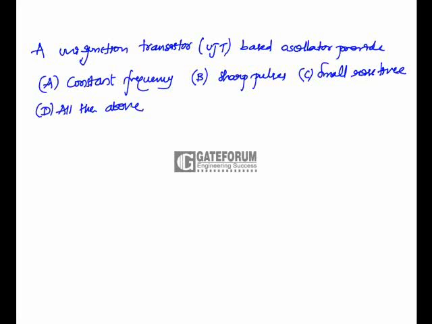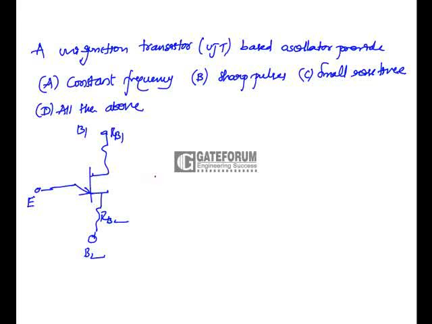A UJT based oscillator provides... UJT is the unijunction transistor. Now what is a unijunction transistor? It has two bases. Its schematic diagram will be like this. Let us take this as resistance RB1, and this terminal is base 1, and this is the emitter terminal, whereas this one is base resistance RB2, base 2 terminal. It has two base terminals and one emitter terminal. Now this is a UJT.